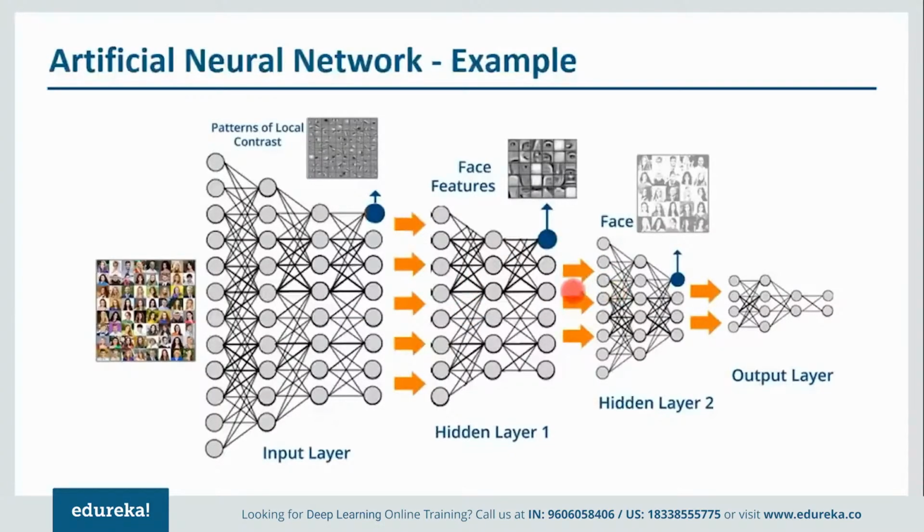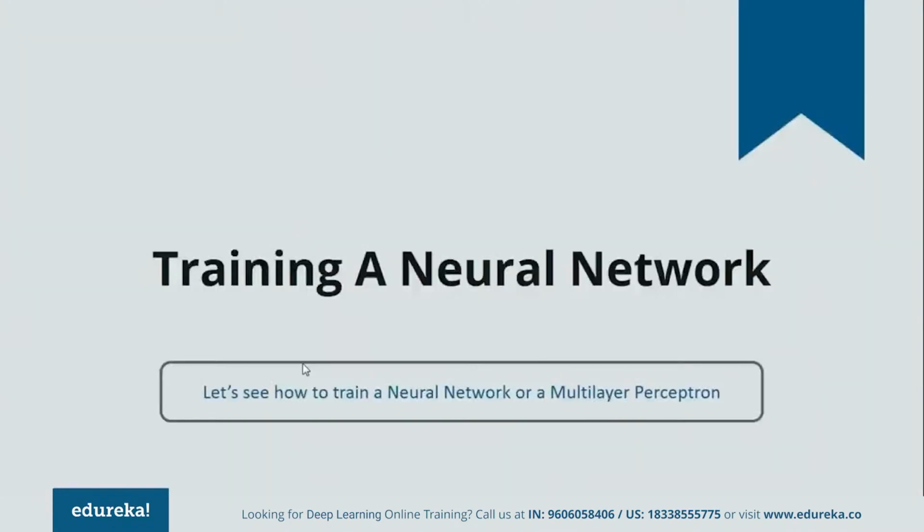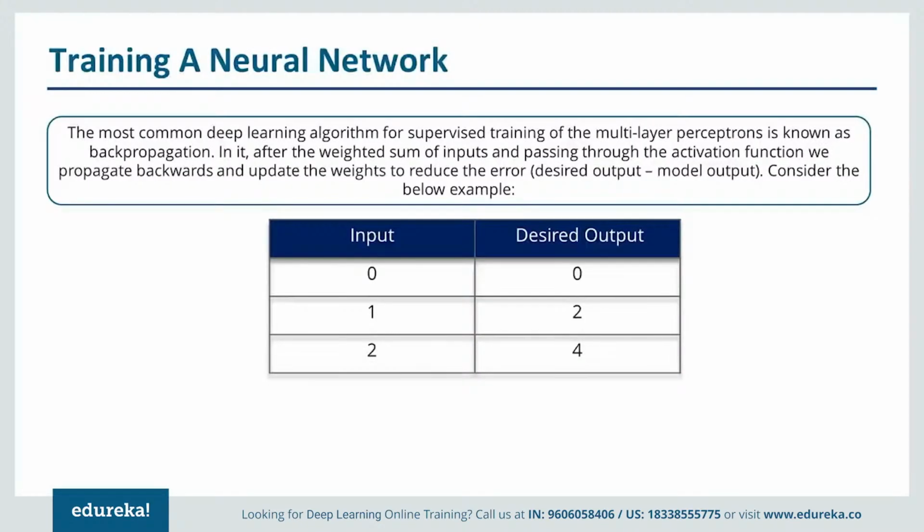So this is basically how an artificial neural network works. And there's a lot of training and learning involved that I'll show you now. Training a neural network: how do we actually train a neural network? The most common algorithm for training a network is called backpropagation. So what happens in backpropagation?